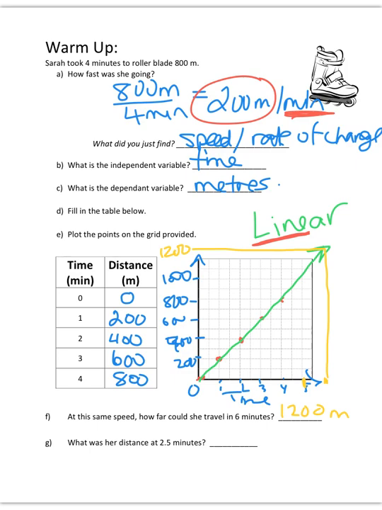And what's her distance at 2.5? So remember, when we're looking beyond, that's extrapolate. And now this one is at 2.5. So in between, this one's going to be interpolate. Okay, so we're going to look at 2.5. So here's 2 minutes there and 3, so I'm going to look at a half, and that should be 500 right there, 500 meters.